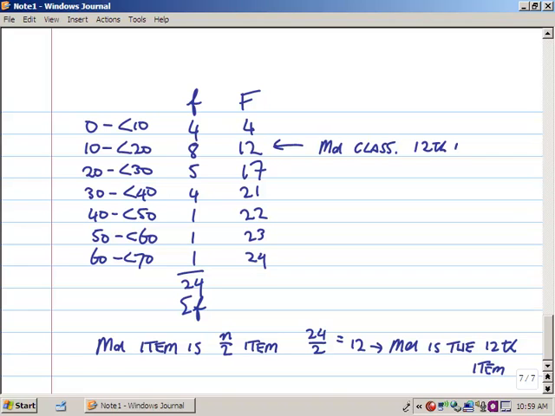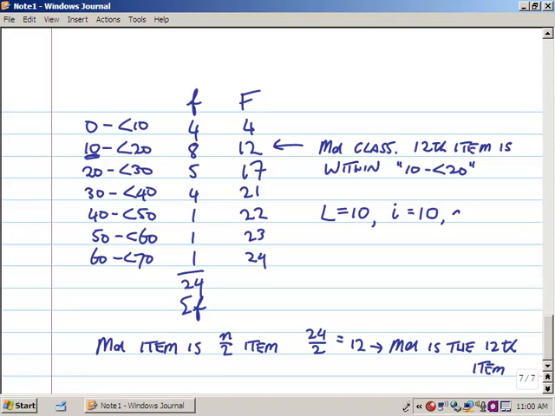In this case that means that the 12th item is between, or within, which is a better way of saying that, this interval 10 through less than 20. So the lower limit of this class is 10. i is the width of the median class, and these classes all have the same width, 10. From 10 to 20 is 10 units wide.